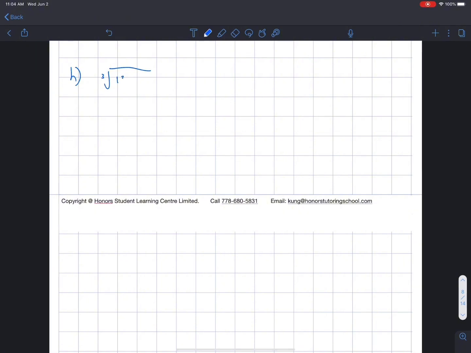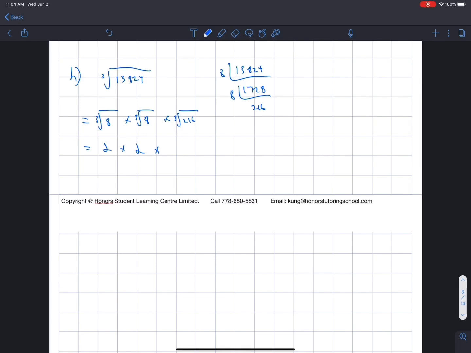And then H. Cubic root of 13824. Same idea, I'll try to divide this by 8. We get 1728, then divide by 8. We get 216. So we have cubic root of 8 times the cubic root of 8 times the cubic root of 216. Cubic root of 8 is 2, cubic root of 8 is 2, and the cubic root of 216 is 6. We get 24.